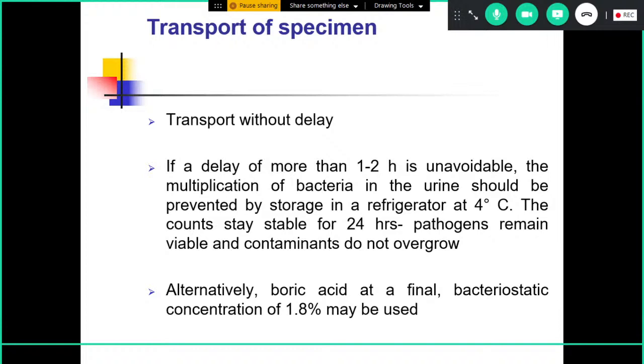So transportation is very important. Quick transportation. And in case of delay, refrigerate. We refrigerate to keep the count stable. We do not want them to multiply. And we do not want the contaminants to overgrow. Because if they multiply, then the counts can be high.